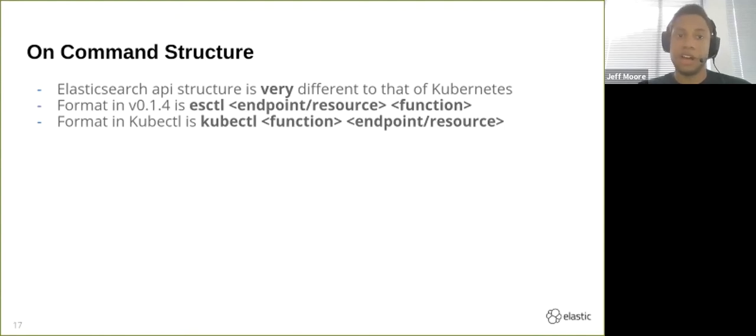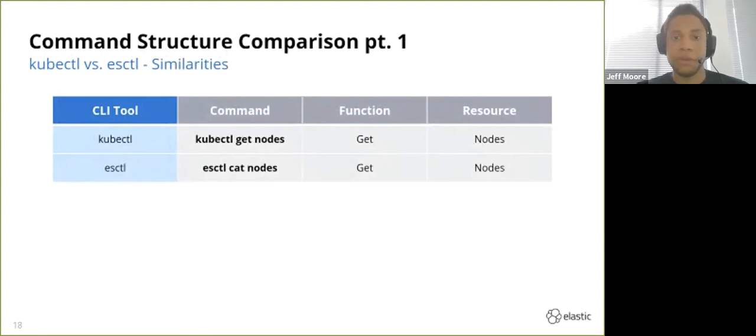So command structure. You may have seen, if you were paying attention to the command structure, which is a very, very specific thing, that it's different than the Kubernetes format, and that's intentional. So in an esctl example, you have esctl endpoint or resource, then function, and in kubectl it is kubectl function resource. And here's a little bit of a comparison. In kubectl, to get the nodes that are on a cluster, you run kubectl get nodes. In esctl, you run esctl cat nodes or esctl nodes list. It's backwards, but that's the way the APIs are laid out.